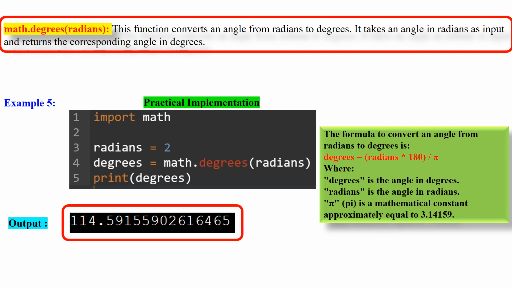This line uses the math.degrees function from the math module to convert the angle given in radians, stored in the radians variable, to degrees. The math.degrees function takes an angle in radians as input and returns the corresponding angle in degrees. In this case, radians is 2, so the output degrees will be approximately 114.591559026164665 degrees and finally printed. So, the code demonstrates how to use the math.degrees function to convert an angle from radians to degrees in Python.